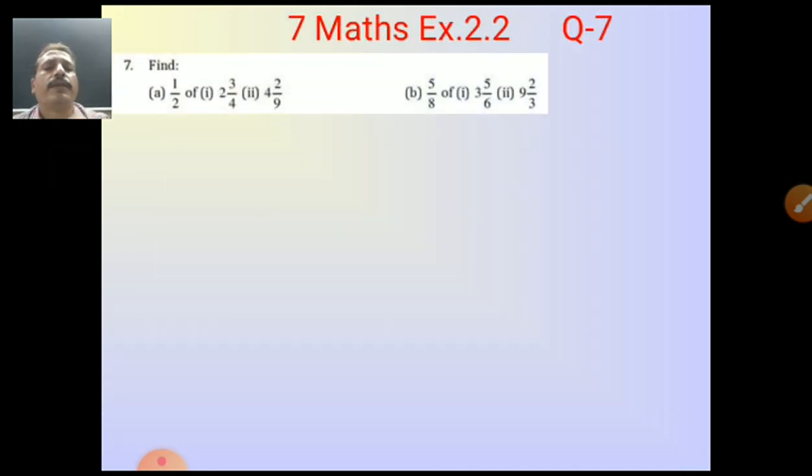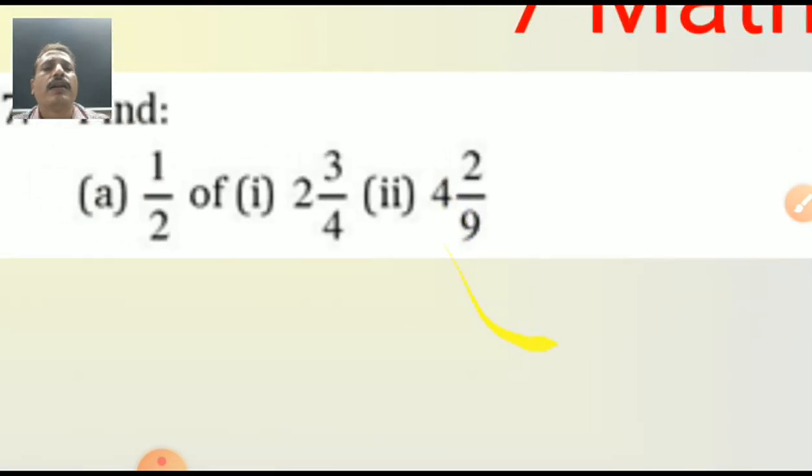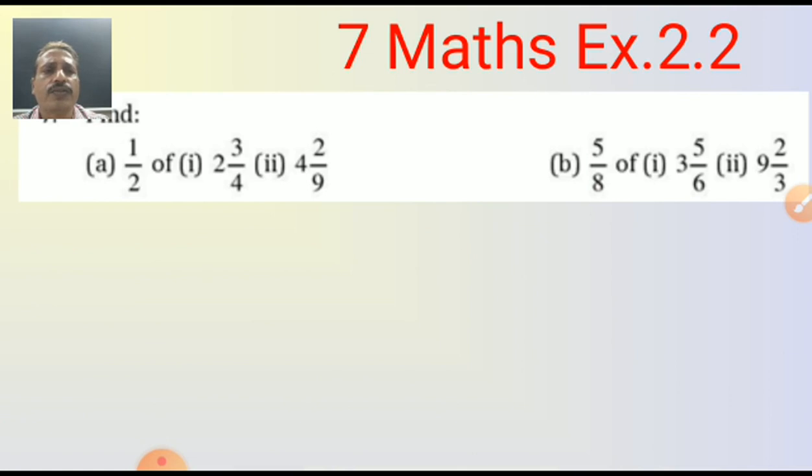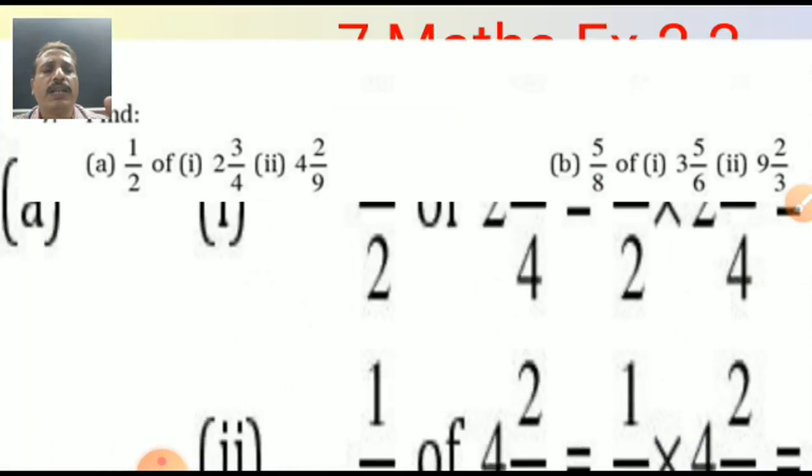Yes, question number 7 is here. What is that? 1 upon 2 of 2, 3 upon 4, and 4, 2 upon 9. Very simple. Don't be afraid about this one. Whatever we did in the 6th question, the same thing will be here.